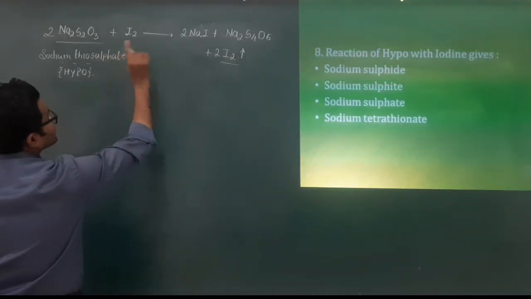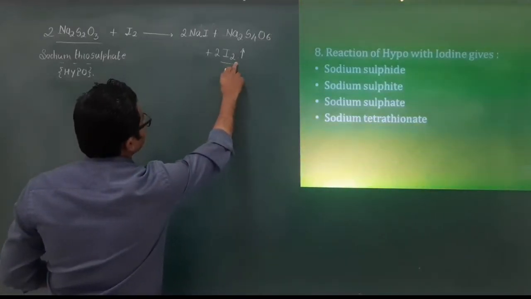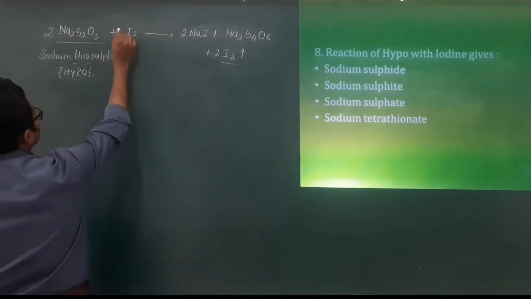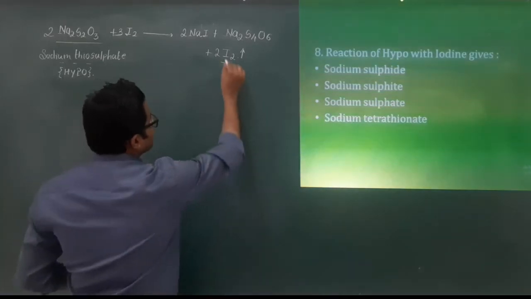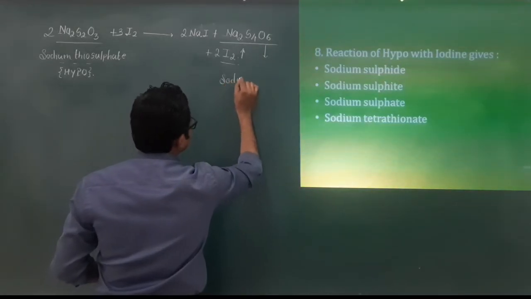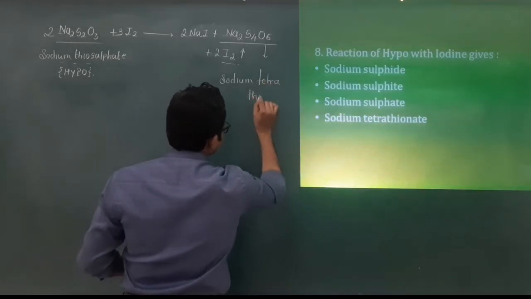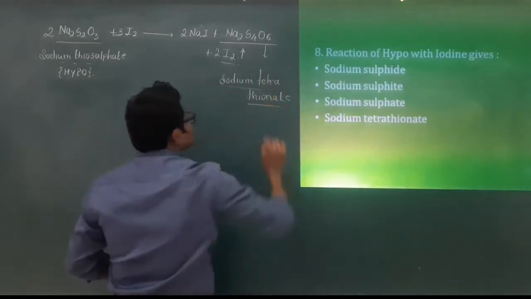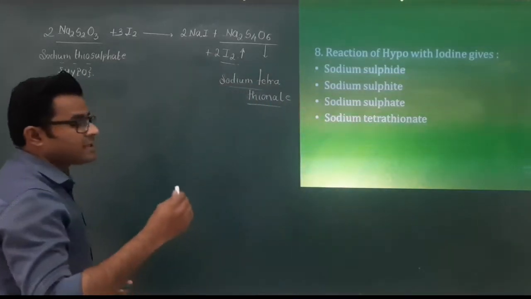Now, in order to balance it, the number of iodine that we have used is 2 into 2, 4, 4 plus 2, that is going to be 6. Therefore, we are going to take 3I2. What it is giving me here is sodium tetrathionate. So the reaction of hypo with iodine actually gives us sodium tetrathionate.